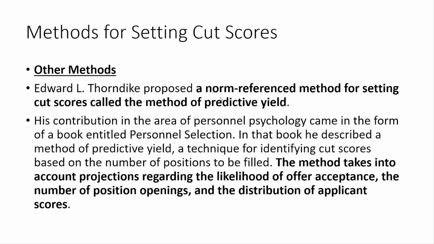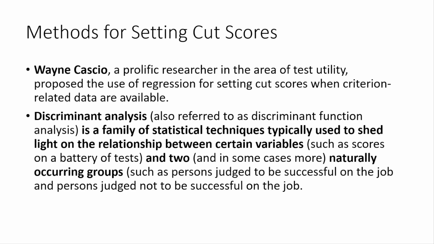So, with E.L. Thorndike, he looked at cut-off scores when it comes to employment, employee selection. Then Wayne Cascio, a prolific researcher in the area of test utility, proposed the use of regression for setting cut scores when criterion-related data are available.